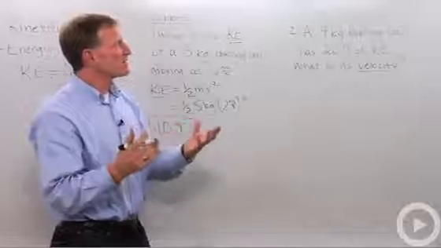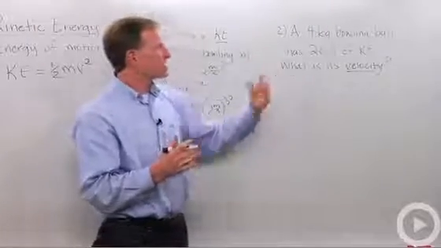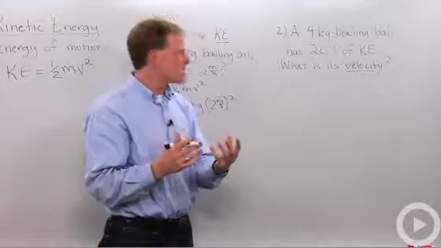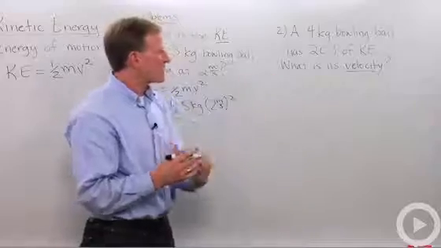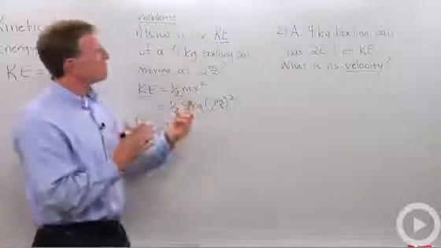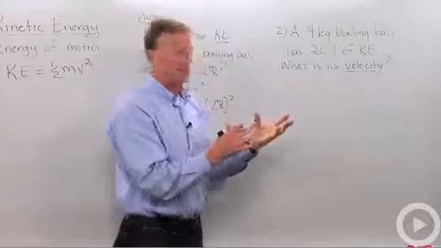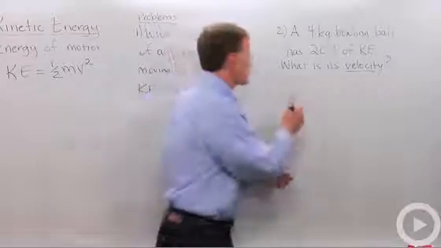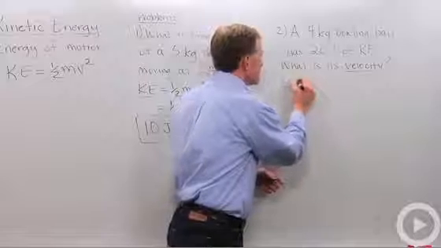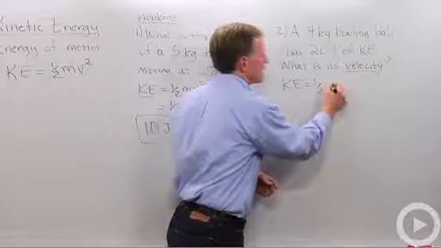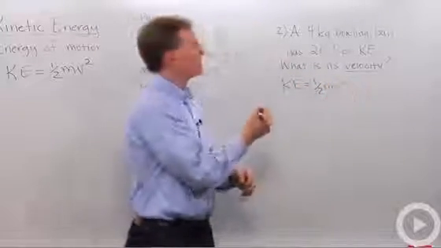Let's say we have a 4-kilogram bowling ball and it has 20 joules of kinetic energy. What's its velocity? This looks similar, right? But we've changed the mass a little bit, and we can still solve it with the same formula. So let's say kinetic energy equals 1/2 mv squared.